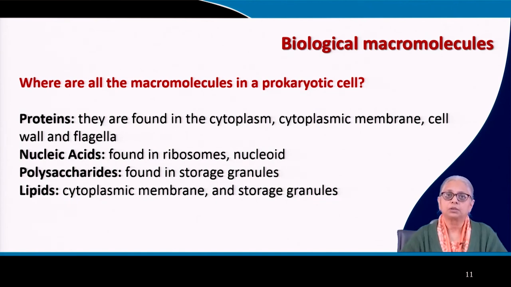Where are these macromolecules located? What is the location? So the proteins are generally found in the cytoplasm, the cytoplasmic membrane, the cell wall, and the flagella. So we have seen a little bit about the cell structure. We are going to focus more on the cell structure in the next topic on cell biology. And when we look at microscopy and cell biology, we'll be able to understand how important these are. The nucleic acids are found in the ribosomes and in the nuclear region or the nucleoid, and the polysaccharides are found in storage granules, and the lipids are distributed in the cytoplasmic membrane as well as in the storage granules.